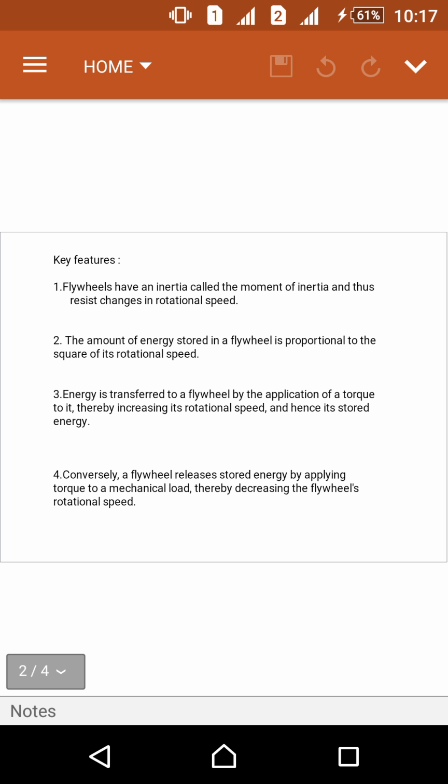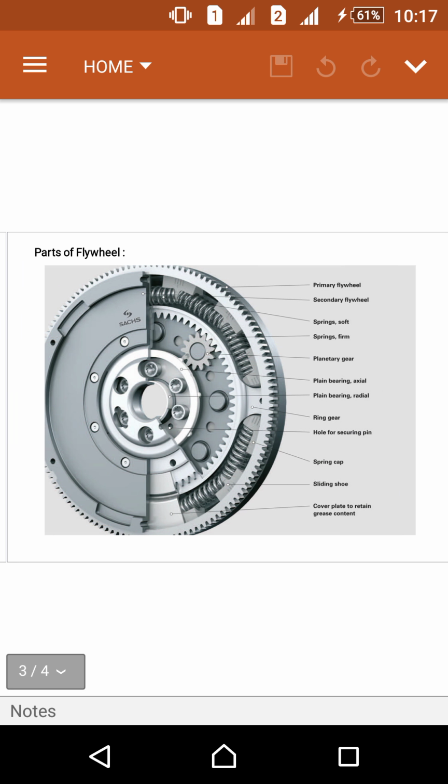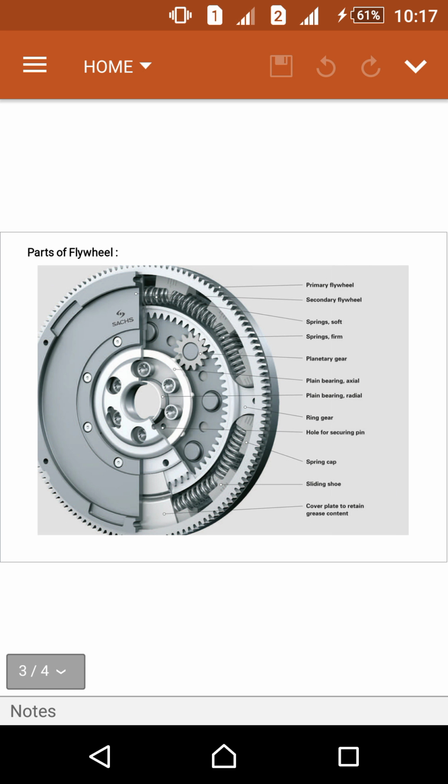Conversely, a flywheel releases stored energy by applying torque to a mechanical load, thereby decreasing the flywheel's rotational speed. And the flywheel releases the stored energy while the mechanical device is applied, thereby decreasing the rotational speed. While the flywheel releases the stored energy, then the speed is decreased. While the rotational speed is increased, then the energy is decreased.